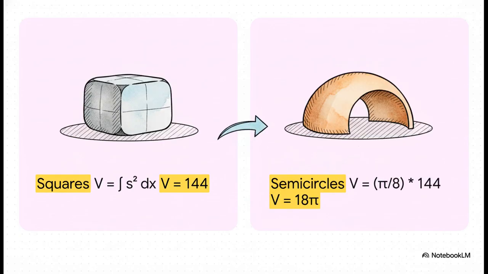And guess what? It works for semicircles too. Their area formula has that constant pi over 8. So we just multiply 144 by pi over 8, and bam, we get the new volume, 18 pi. This just goes to show you how powerful this method is once you have that core integral figured out.